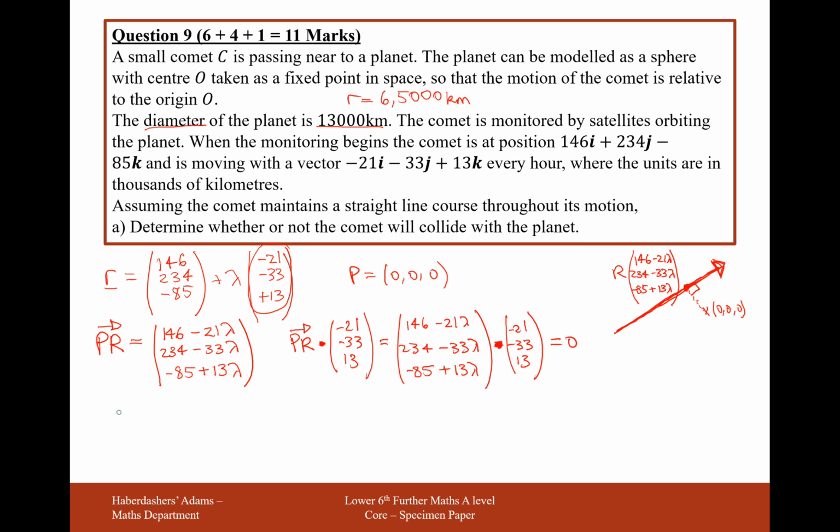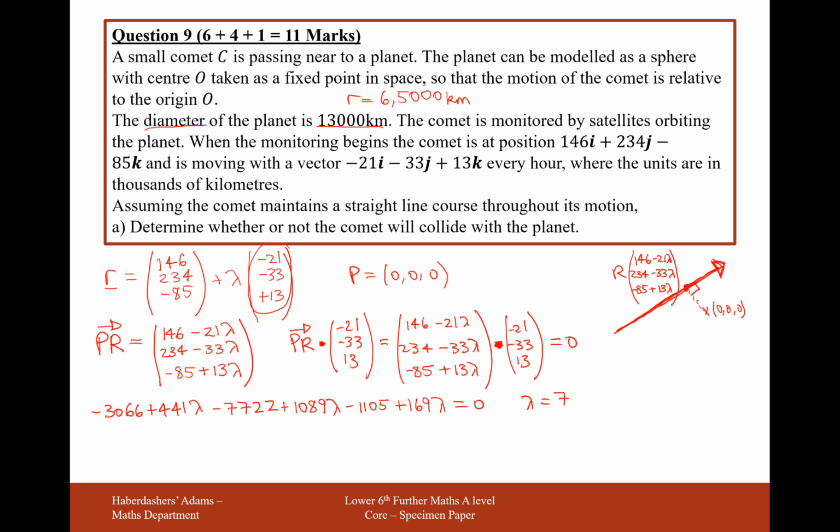So what we get from this is minus 3066 when we multiply these two bits together, plus 441 lambda from the double negative, and then we multiply the y parts of this together, which is going to be minus 7722 plus 33 times 33 is 1089 lambda, and then minus 85 plus 13 lambda times 13, and you get minus 1105 add 169 lambda, and this will equal 0. Solving this to save time, lambda is equal to 7.